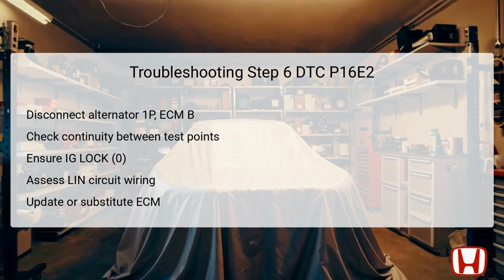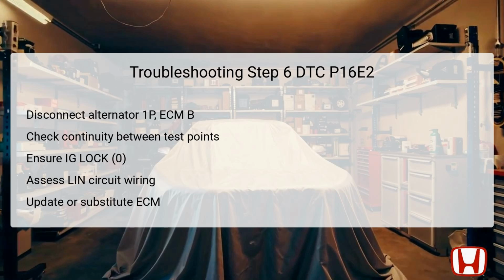As a follow-up to the previous diagnostic steps, this 6th step reiterates the importance of assessing open circuits along the LIN line relating to DTC P16E2. Start by, once again, ensuring the ignition is in the lock 0 position, while both the alternator 1P connector and ECM connector B are disconnected. Then, check for continuity between the same points, ECM connector B, number 16, tan, to alternator 1P, number 1, also tan. If continuity is present, then there is likely no issue with the LIN wire itself.